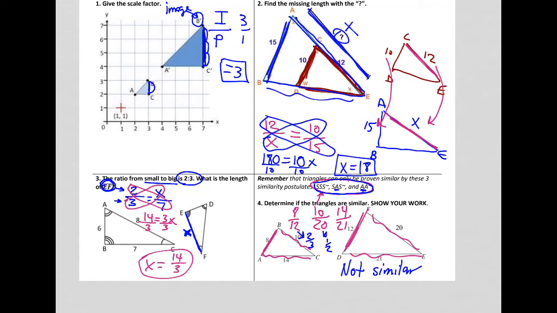So hopefully you got not similar for that one. Moving on to number 5, we do need to label our triangles. We have that AB is 7, DB is 5, BC is 7, and we are finding the length of DE.